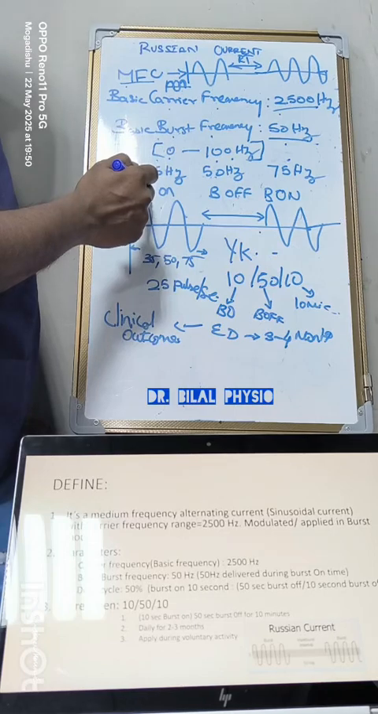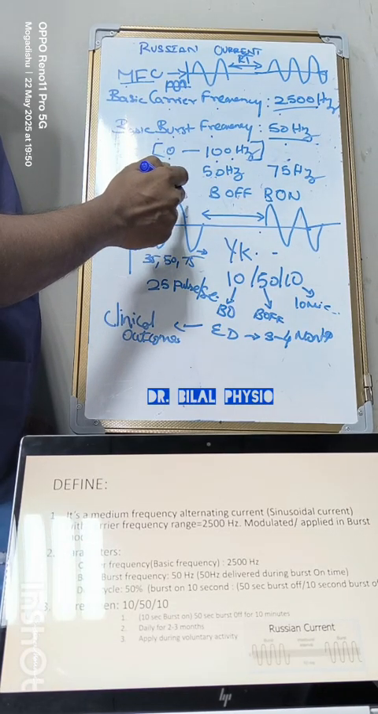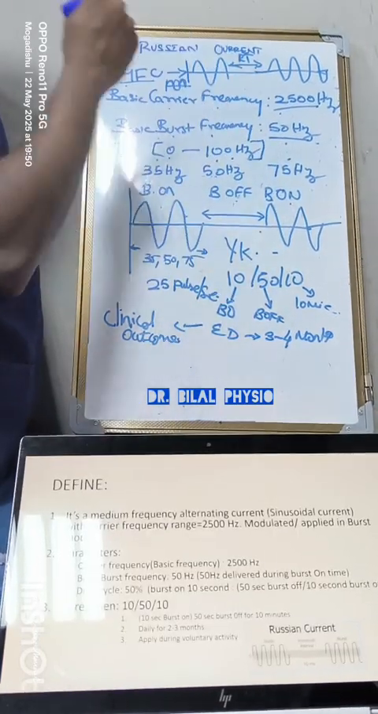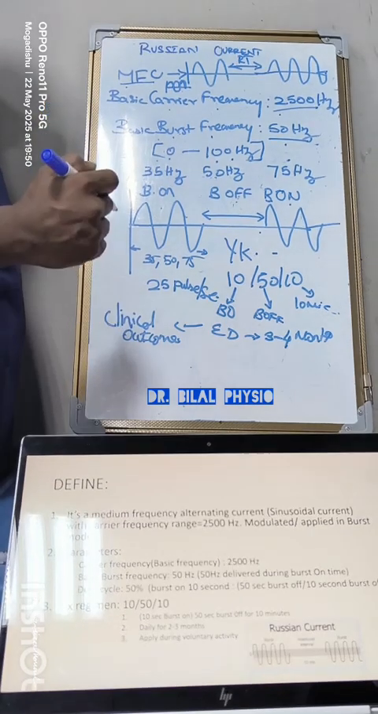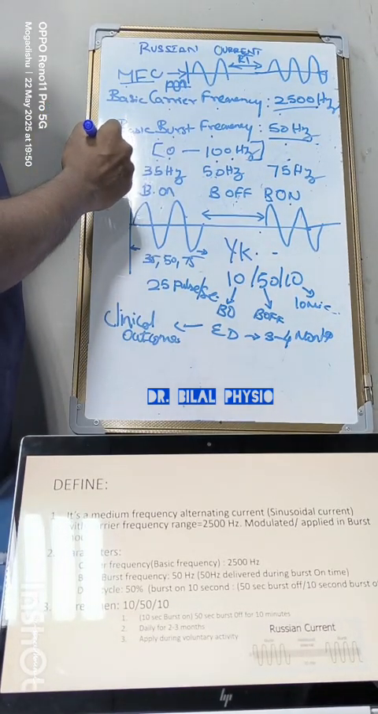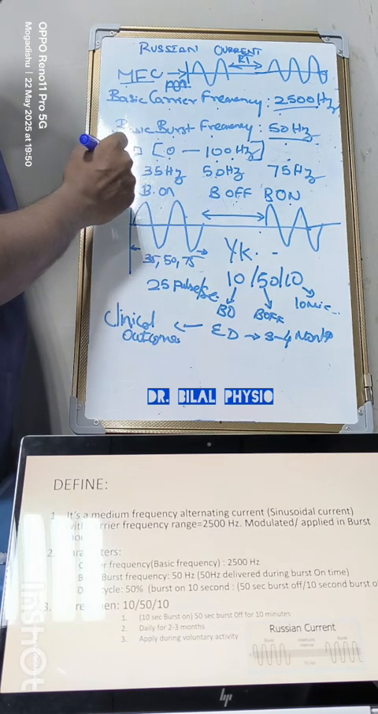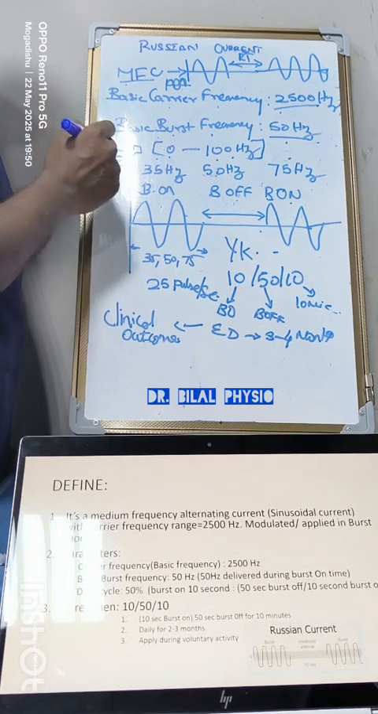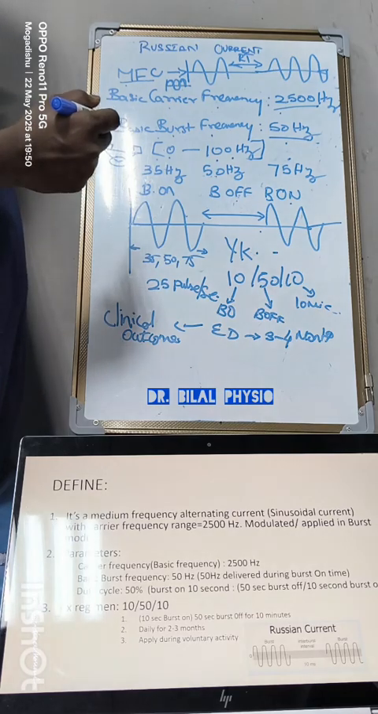So it is applied in the form of burst mode. Burst mode is nothing but it has both the on period, the off period, and again the on period. Since it's a medium frequency current, it has a deeper depth of penetration and is comfortable for the patient. The depth of penetration is much deeper compared to other forms of current, so it recruits more motor fibers and we can achieve muscle strength very easily.